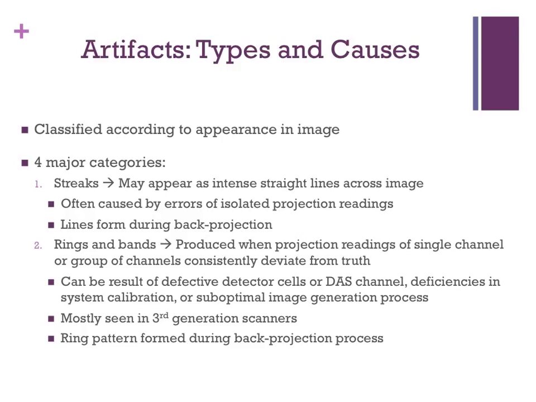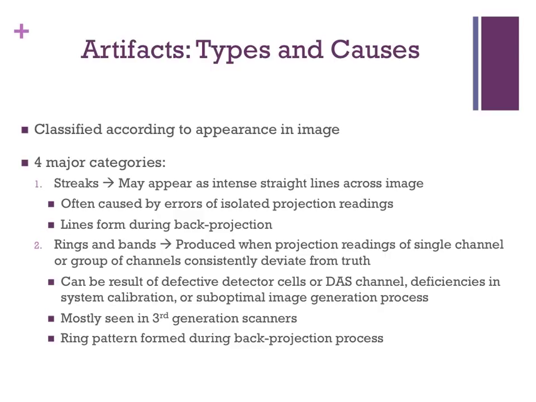Artifacts can be classified according to the appearance in the image, and then 4 major categories are identified. We'll start with streaks, which may appear as intense straight lines across an image, and they're often caused by errors of isolated projection readings. The discrepancies are enhanced by the convolution process and then are turned into lines during back projection. Another type of artifact are rings and bands.